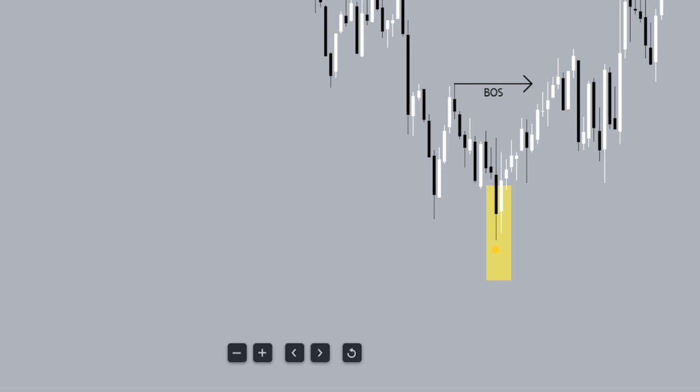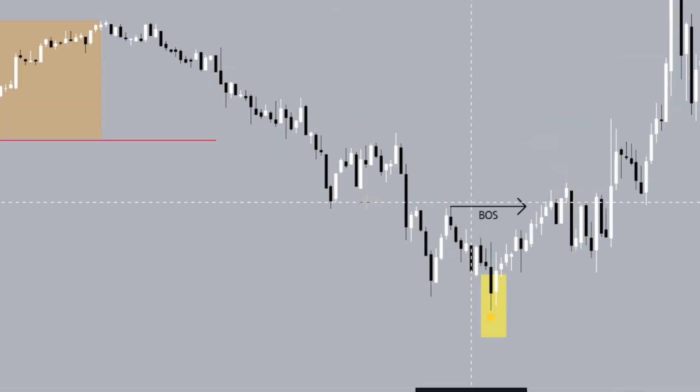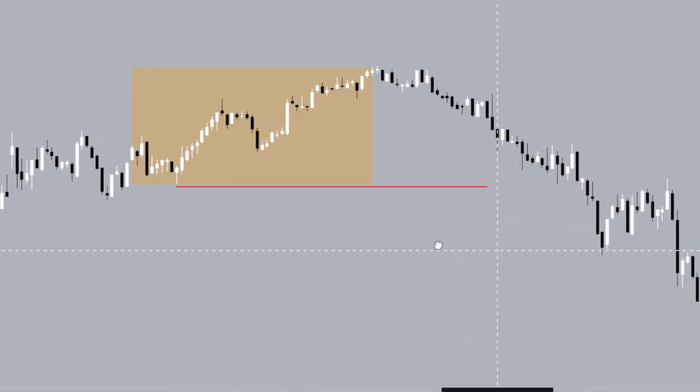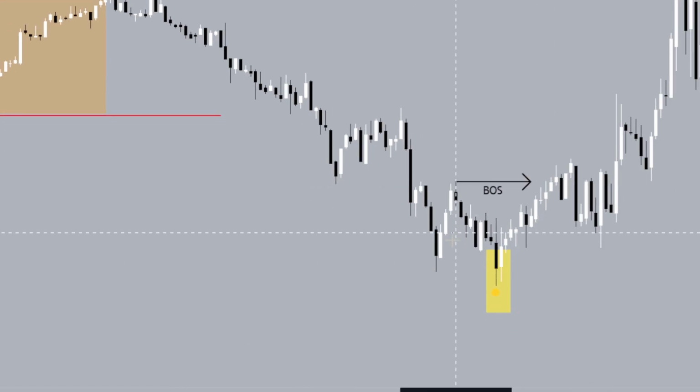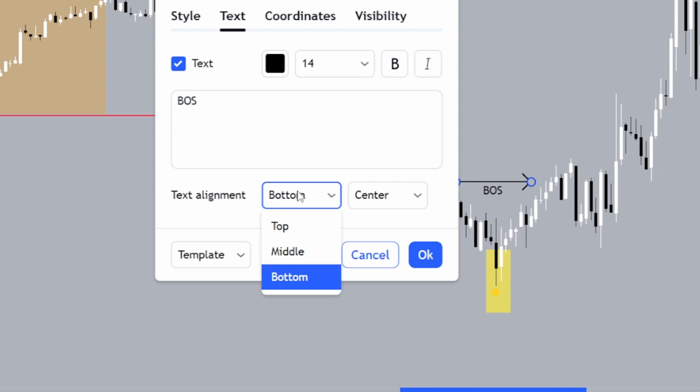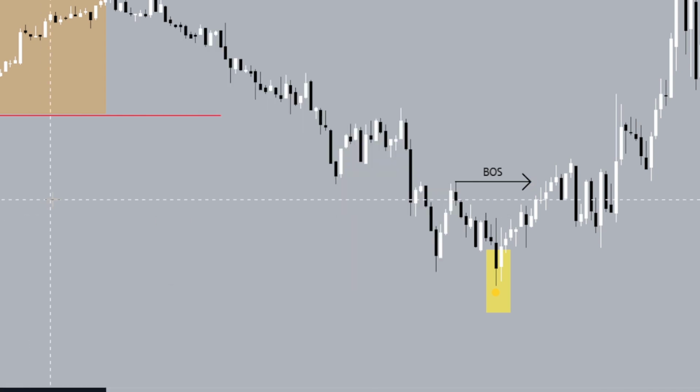So now that we've identified two of the three phases, we've had an accumulation over here in orange, we've had a manipulation over here, the ICT Judas swing, and now we've had a break of structure to the upside. So this here validates the accumulation and the manipulation. Now we need to look for the distribution.